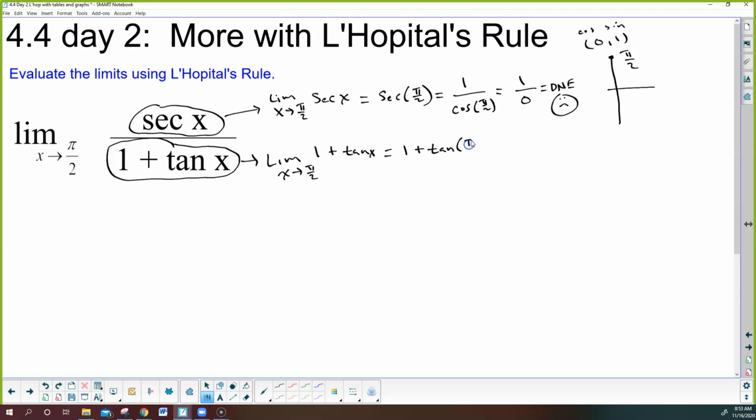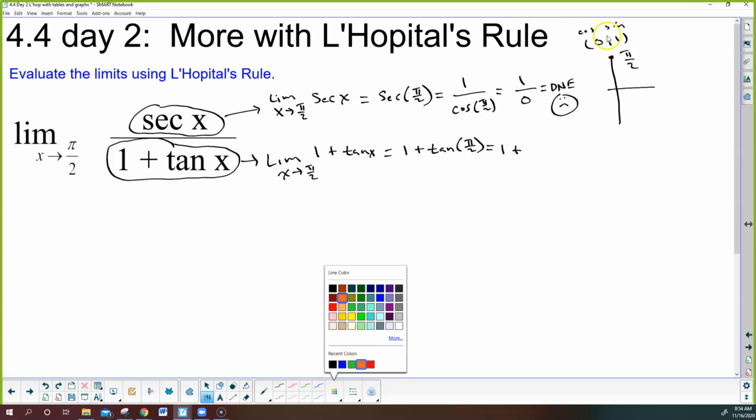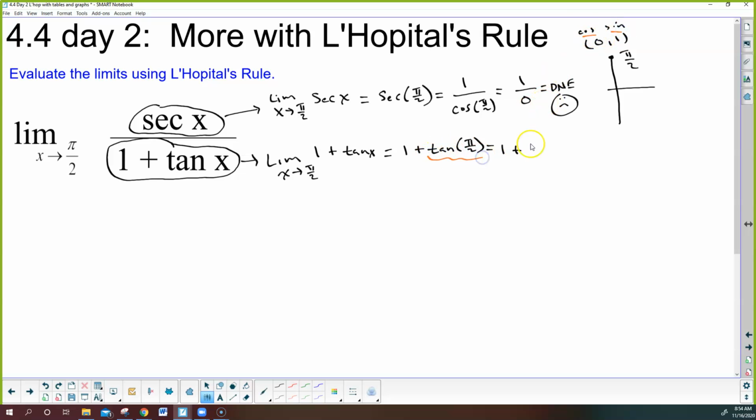Now we're going to take and evaluate the derivative of the denominator. So 1 plus tangent. Well, notice, what is tangent? I know what sine and cosine are, but tangent is the same as sine over cosine.